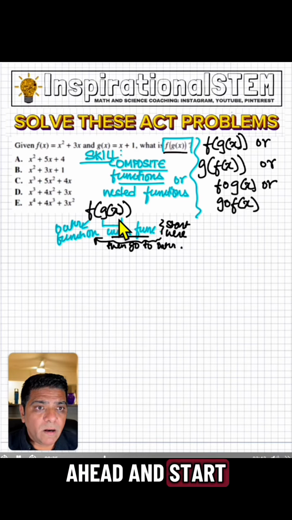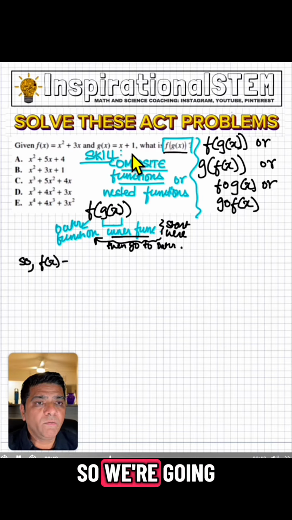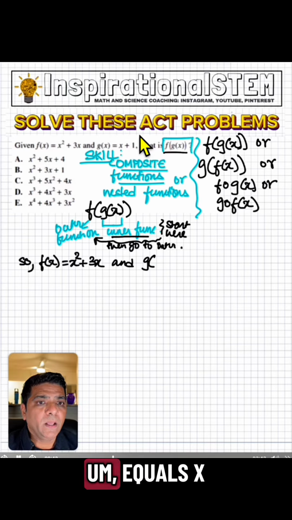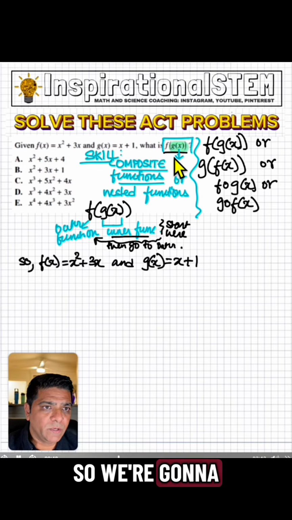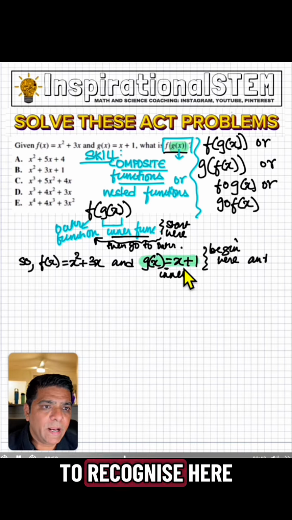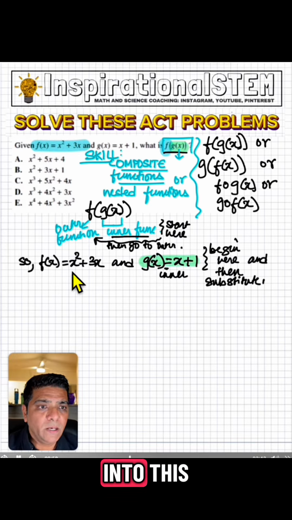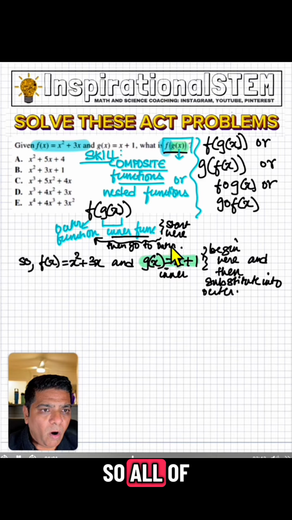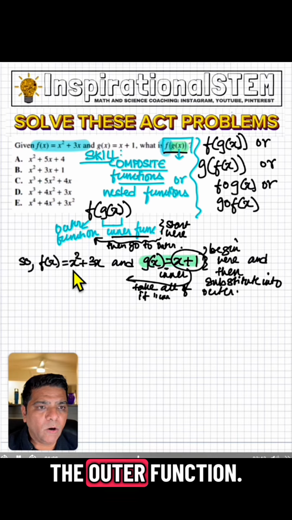So let's go ahead and start here in the inner function, then we'll go to the outer function. So what is the inner function, g of x? We're going to start with g of x equals x plus 1, and we know f of x is equal to x squared plus 3x. So we're going to start from the inside, and what we need to recognize here is this is going to be our x value now to substitute into this f of x. Okay, so all of that inner function is going to be the input into the outer function.